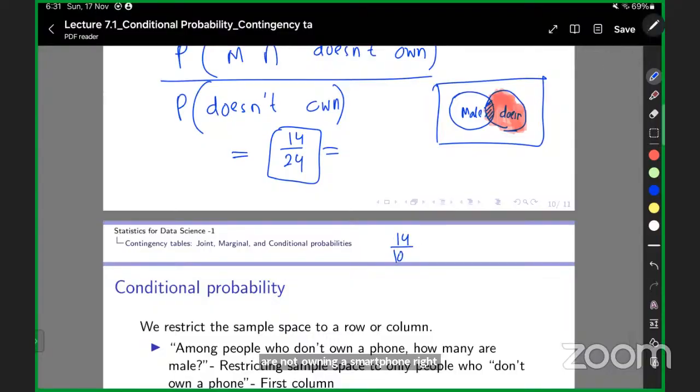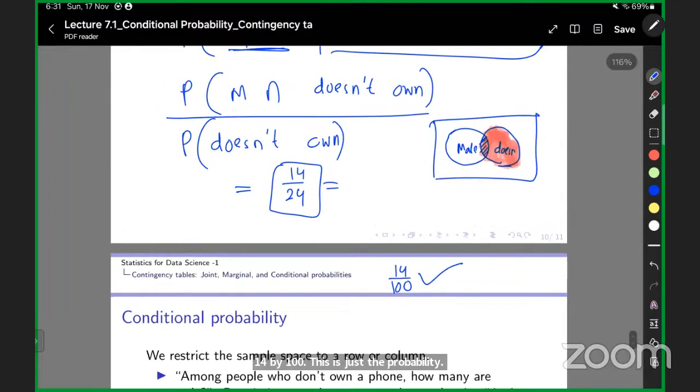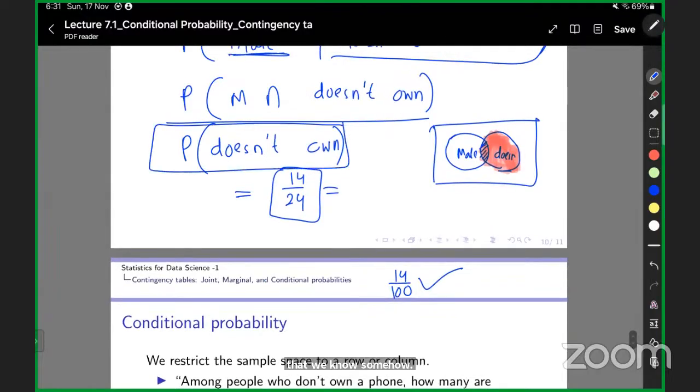Then you would have done 14 by 100. This is just the probability. But here this is conditional probability. The condition is that we know somehow that he doesn't own a smartphone. This is given to us.